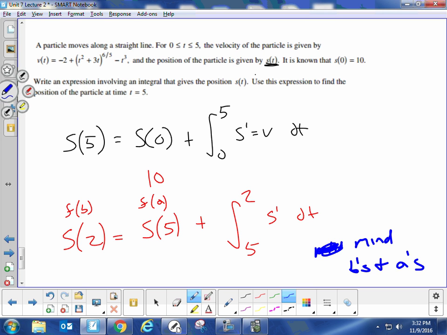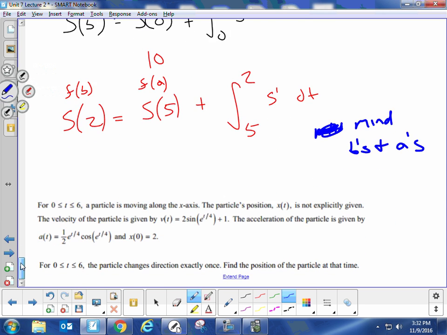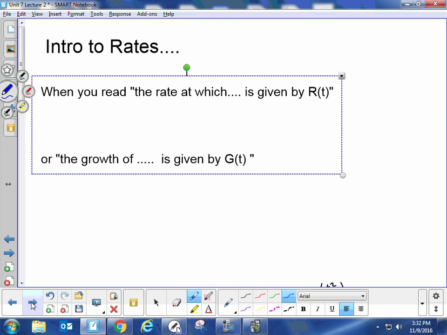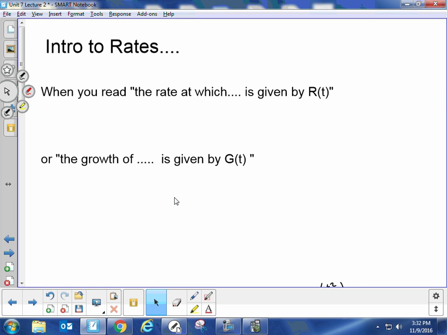Okay? So we're comfortable with straight line motion, derivatives of position or velocity. So areas under velocity is change in position. That's cool. Well, let's talk about rates. We will have a lot of problems where we will be told the rate at which something is growing or blah, blah, blah, is given by R of t, or the growth of something is given by G of t. Okay? Here's an example.